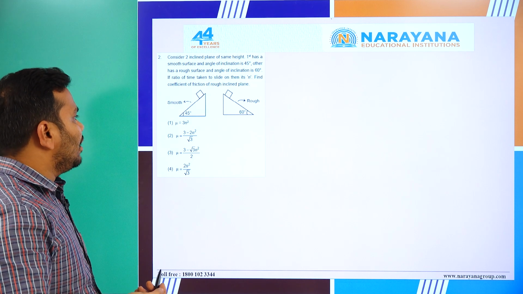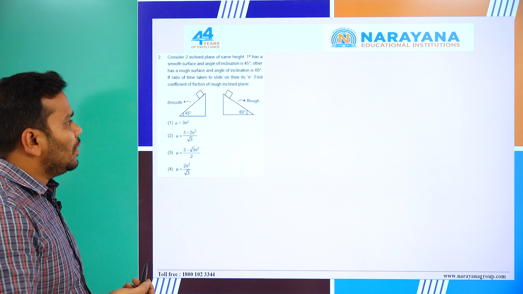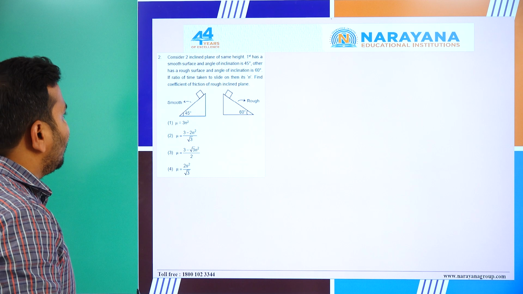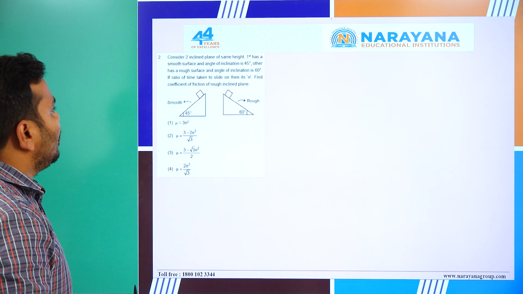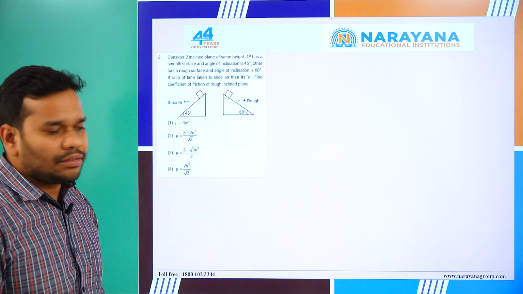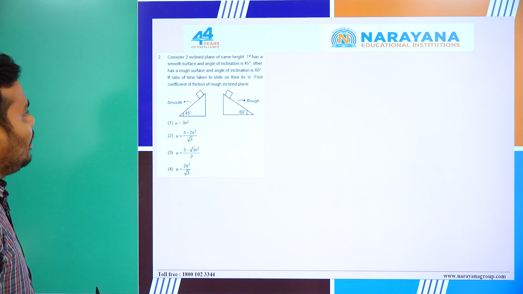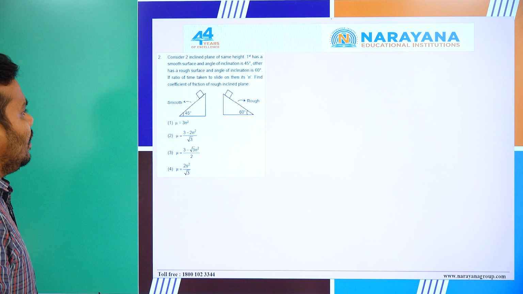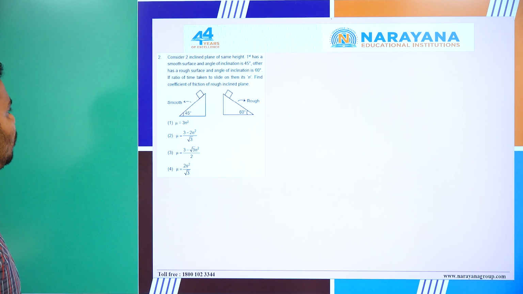There are two inclined planes of different inclinations, but one is a smooth inclined plane and the other one is a rough inclined plane. One inclined plane has an inclination of 45 degrees and the other has an inclination of 60 degrees. If the ratio of time taken to slide on them is n, then find the coefficient of friction. They have given the ratios.